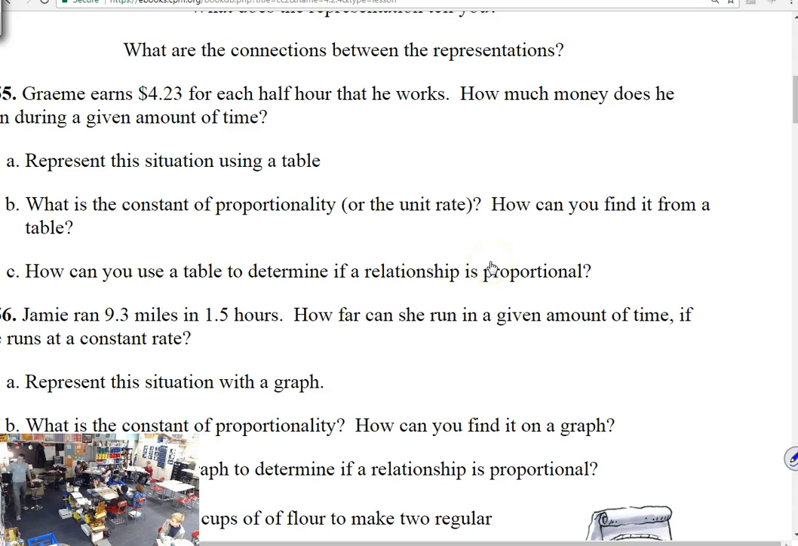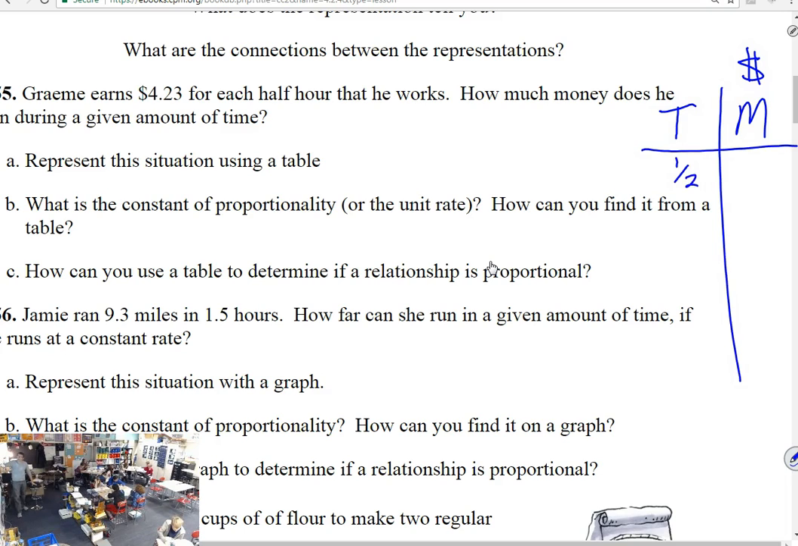I'm just going to squeeze one in over here. So I'm going to make a table with T for time and maybe M for money. Doesn't matter. We like having some kind of letter. It's hard to just use a dollar sign. We could, but we like to use a variable, some kind of letter. So my time is a half. What did he make? $4.26. Fill in a table however you think you would.